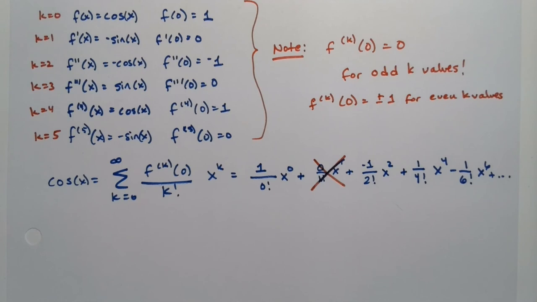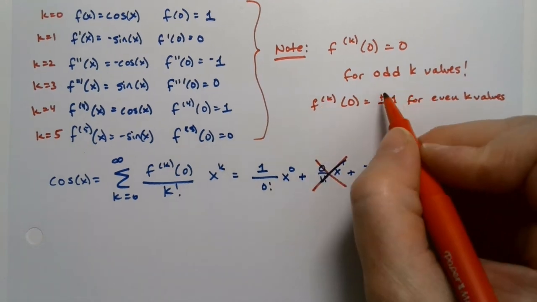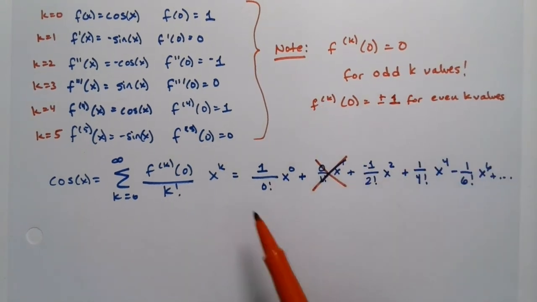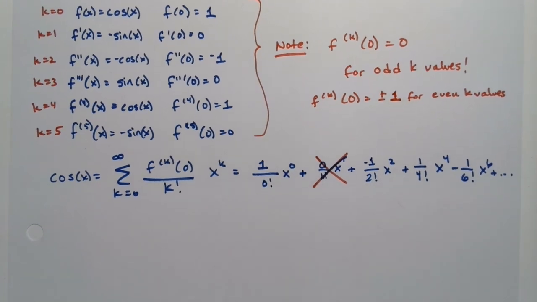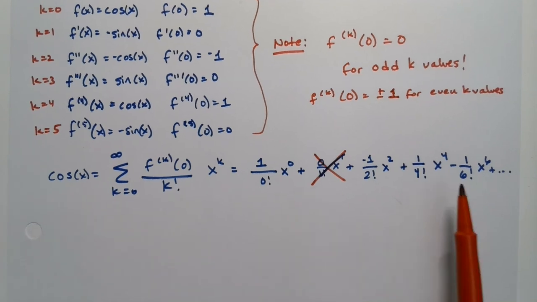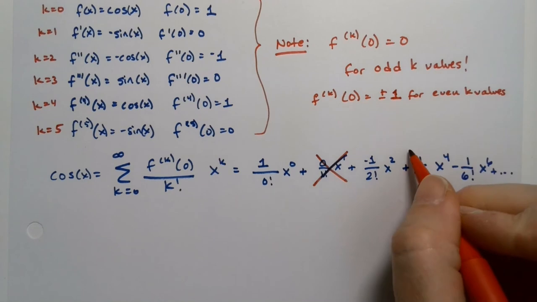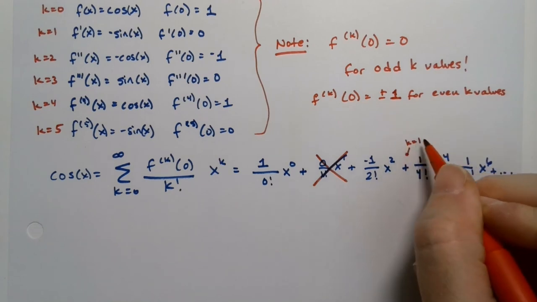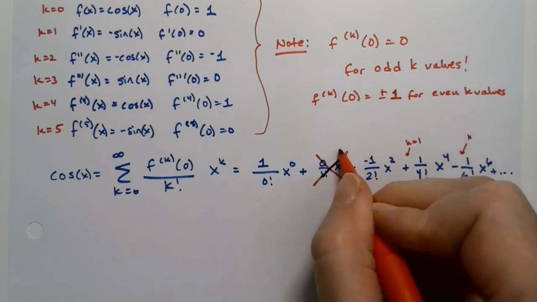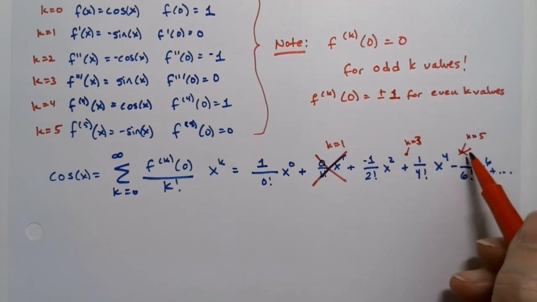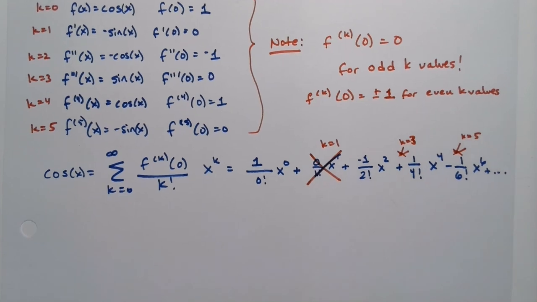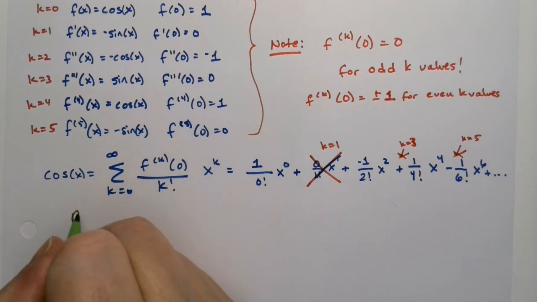Matter of fact, I'll make a little note of that. So the kth derivative at 0 is plus or minus 1 for even k values, and it's actually alternating plus 1, minus 1, plus 1, minus 1, etc. All right, well then let's reset the k, because obviously the 1 and the 3 and the 5 disappeared, right? The k equals 1 one is right here, k equals 3 is right here, k equals 5 is right here, and we just kind of cut them out because they weren't needed. They were all 0. So we're going to reset k.